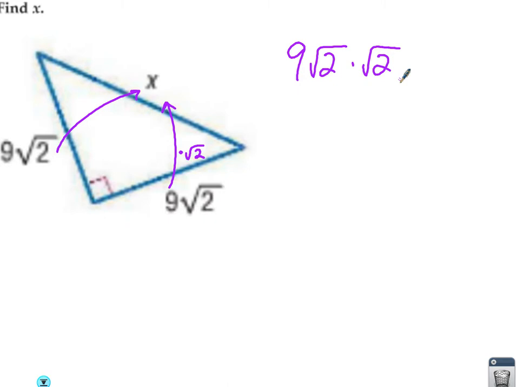Let's go back and talk about how you multiply roots. So you remember what the square root of 4 times the square root of 4 is.